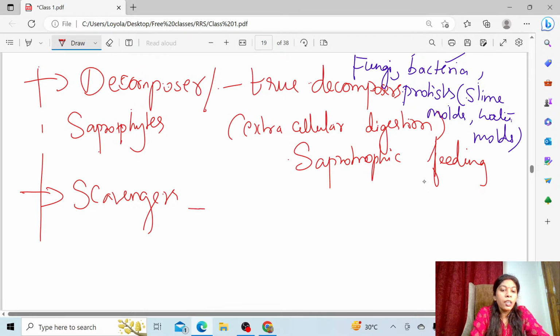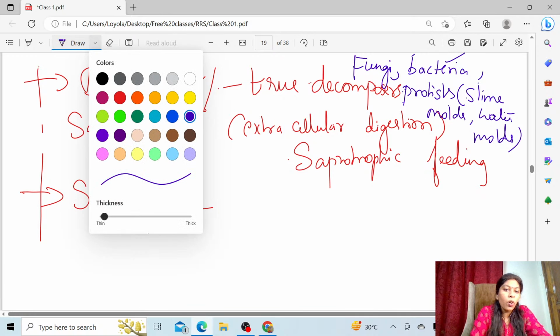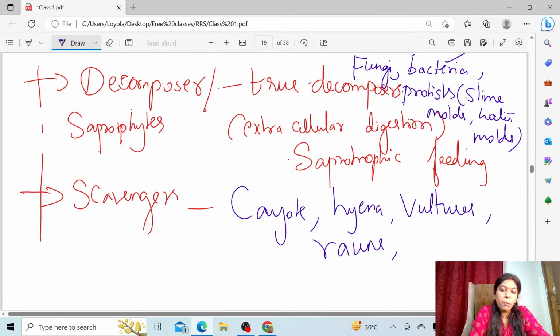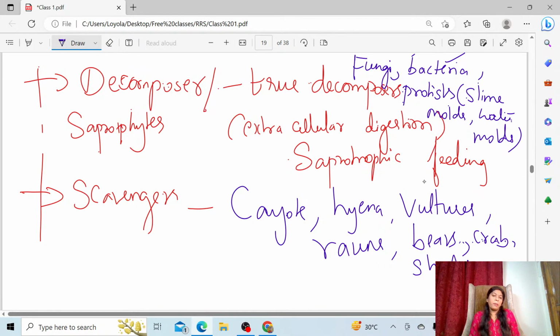For example, you can add this: have you seen the coyote? Coyote is an example of a scavenger. Coyotes, hyenas, then vultures, ravens, even bears are scavengers. So like this, it goes on. Crabs, I already told you, are detritivores, but some crabs feed on a lot of dead matter. So crabs and even sharks sometimes, all these are scavengers. They eat dead matter. This much is enough related to the terminologies.